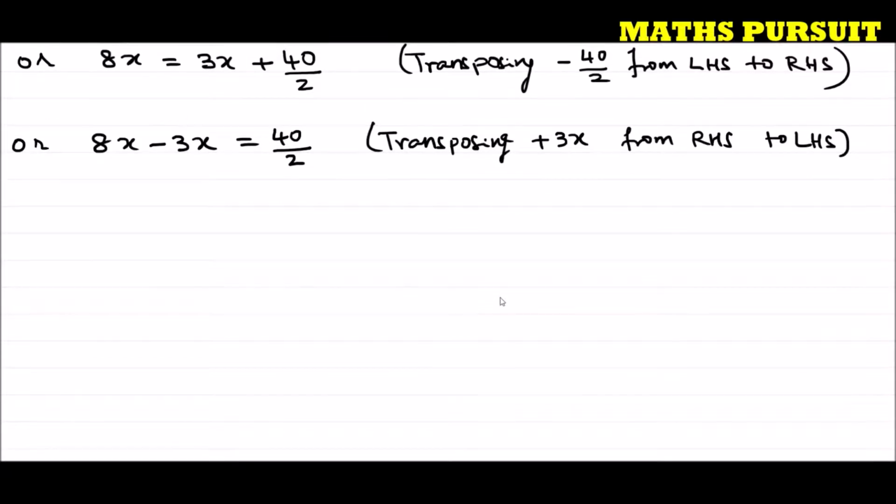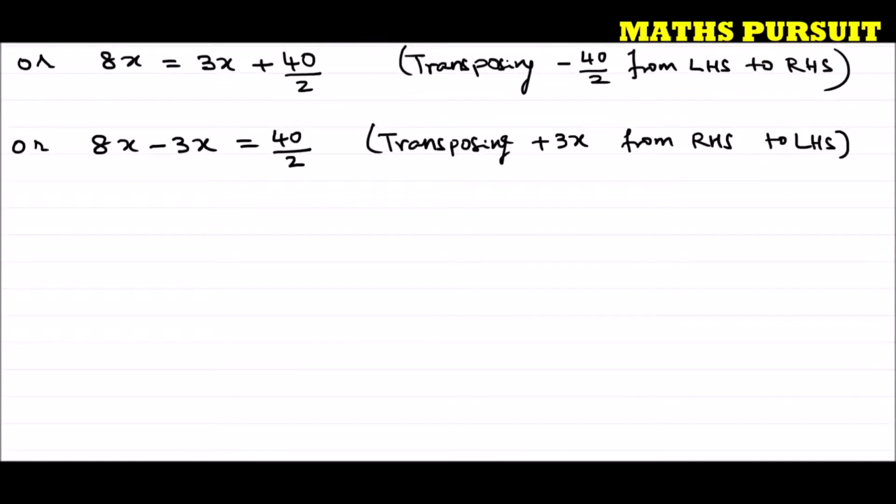Hope guys I am very clear till here. What we got now? We got 8x minus 3x is equal to 40 upon 2. Or I can write 8 minus 3 is 5, 5x is equal to 40 upon 2.